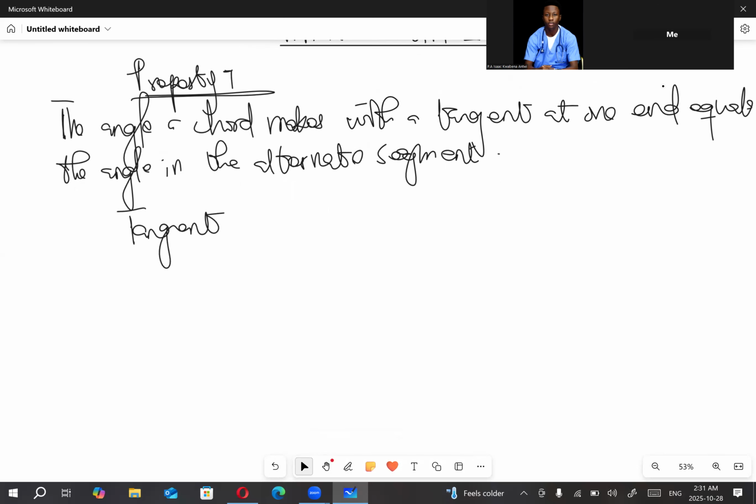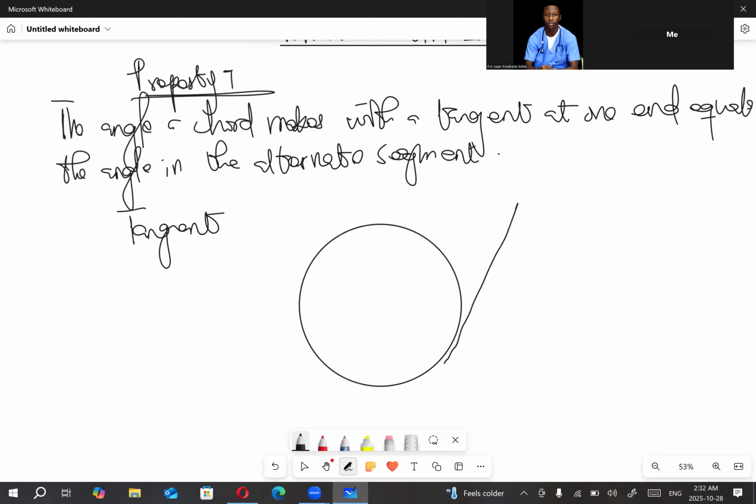A tangent is any straight line that is drawn to touch a point on a curve but doesn't cross it.